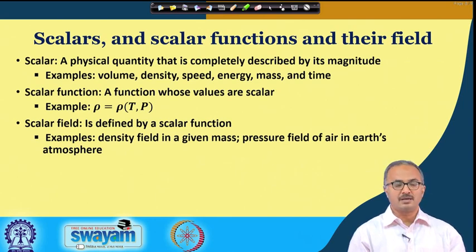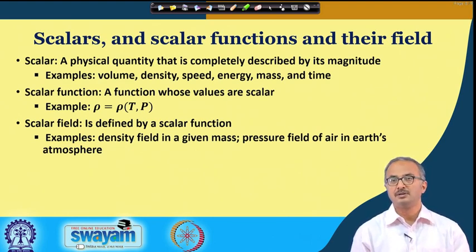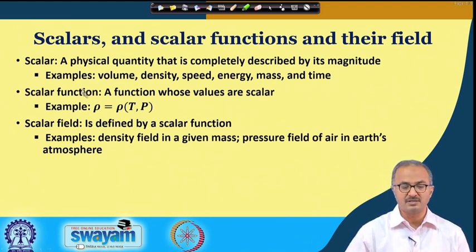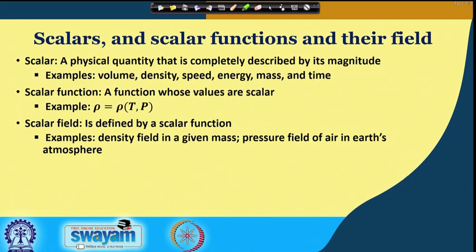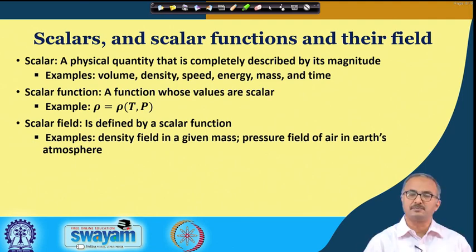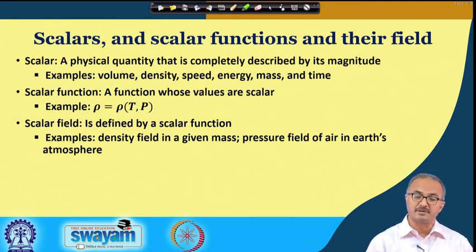So, here we go back to our basic concepts of scalar and vector. Some things you might know, some things may be new to you. Scalar, perhaps all of you have studied, is any physical quantity that is given by some magnitude. Many examples are volume, density, speed, energy, mass, time, etc. These are given by some magnitude. For example, for volume we say 2 cubic meters. Density of water we say 1000 kg per cubic meter. The speed of light is 3 into 10 to the power 8 meters per second.